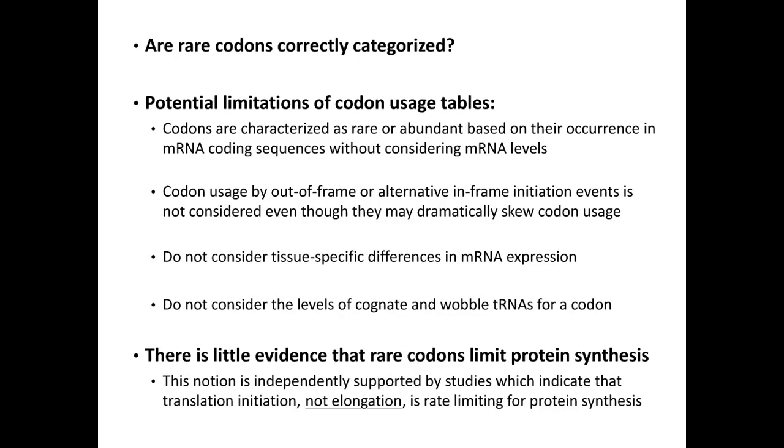And whether a codon is rare or limiting or not, I think it has more to do with the levels of the tRNAs, the cognate and the wobble tRNAs, than the codon frequency. And I think you can just as easily imagine that a rare codon is the one that would be limiting if the tRNA is limiting, right? And again, this is rarely considered. So there is very little evidence that rare codons limit protein synthesis.